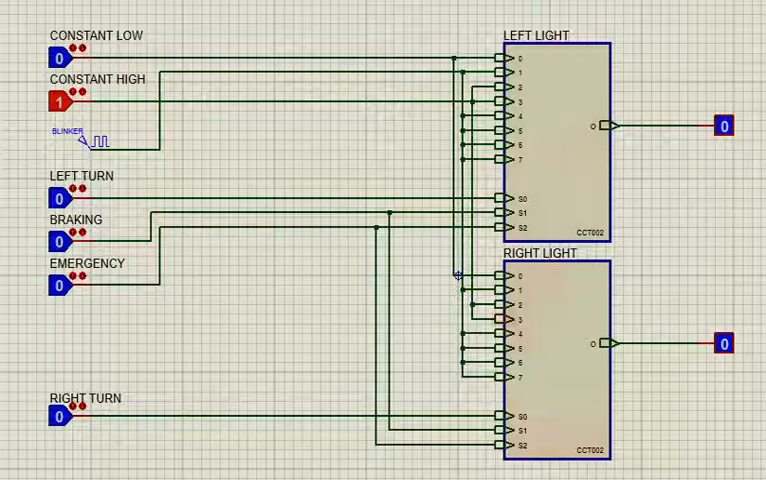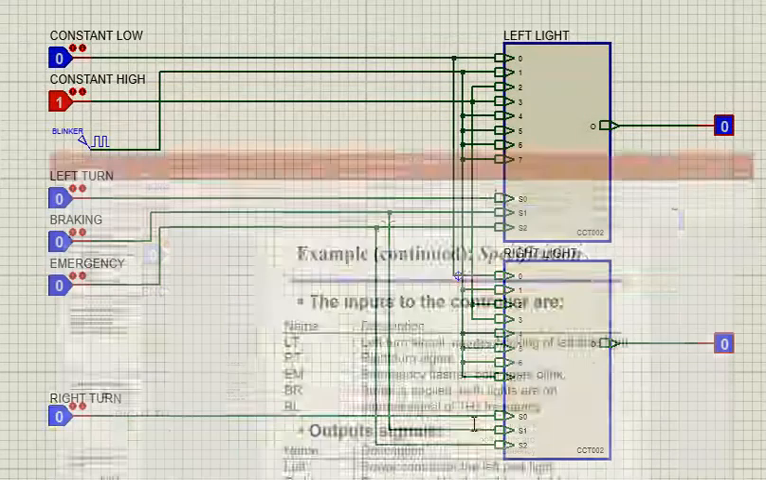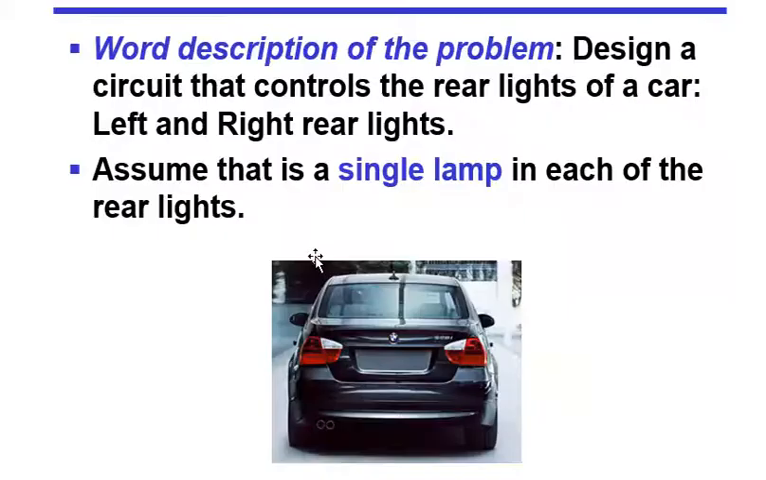So the objective we have to achieve is shown in this slide right here. The problem is to design a circuit that controls the rear lights of a car, and we have to assume that there is a single lamp in each of the rear lights, which means that there is no separate lamp for the turn indicator or the braking.